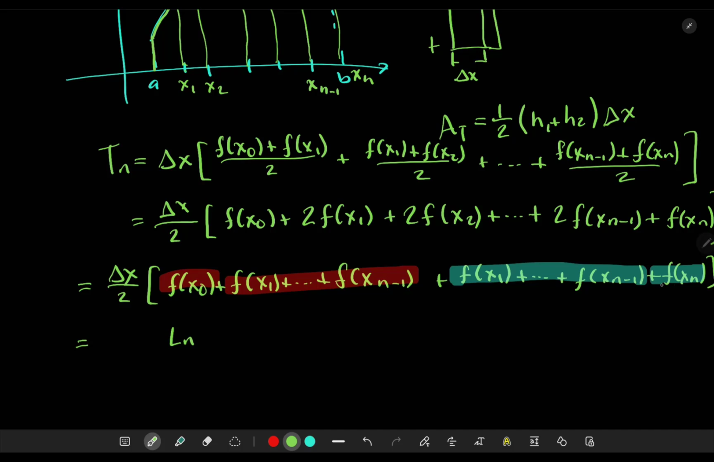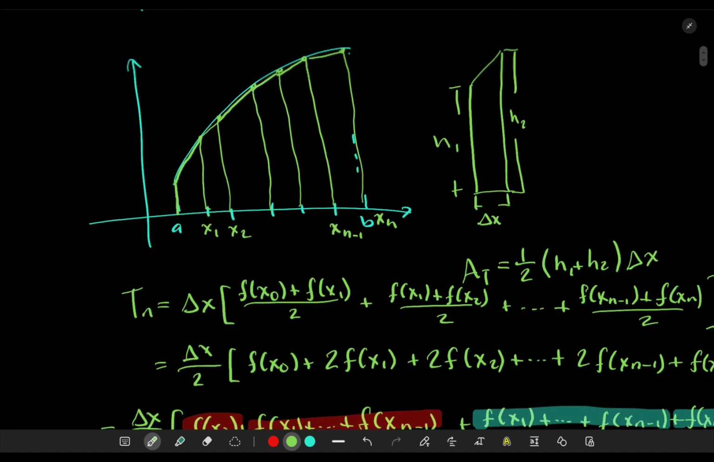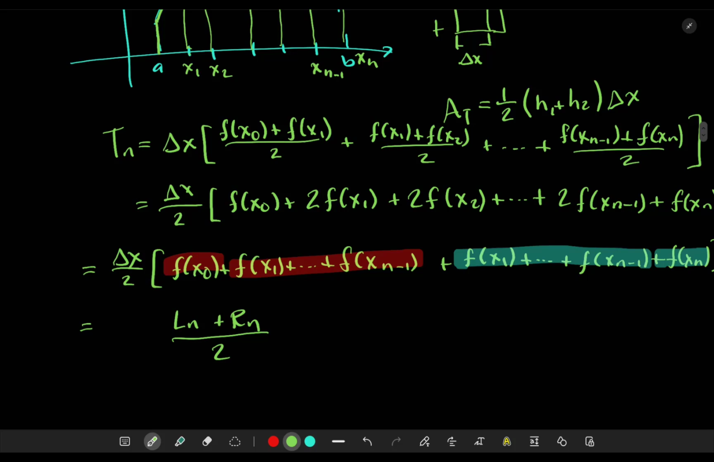And this one right here, when you multiply times delta x, is the right sum R sub n. And this over 2 that was left over here. So the trapezoidal rule is not that fancy. You are putting trapezoids underneath, but really it's just the average between the left and the right sums. And some of you did that already on your homework.